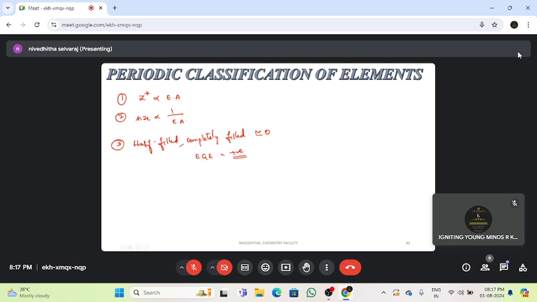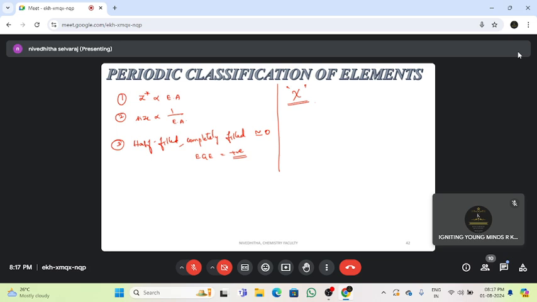This is all about electron affinity. Next, we'll move on to electronegativity. Electronegativity is very, very simple. Generally, electronegativity will be represented with the term chi. Okay. Fine. What is electronegativity?